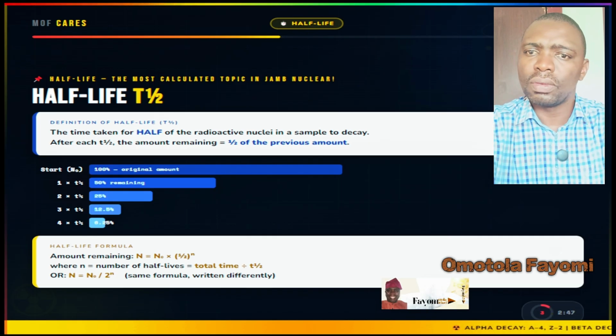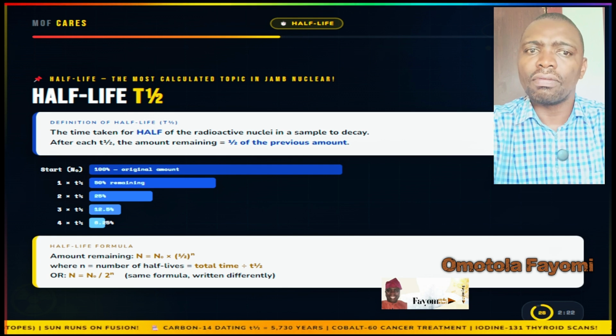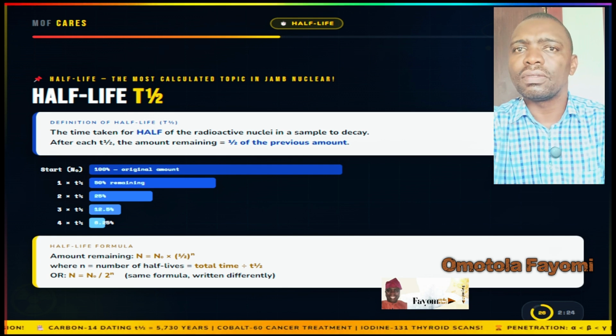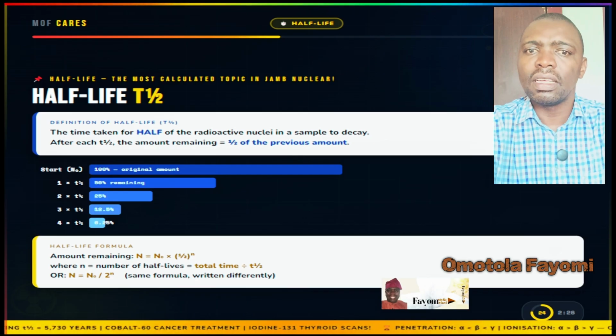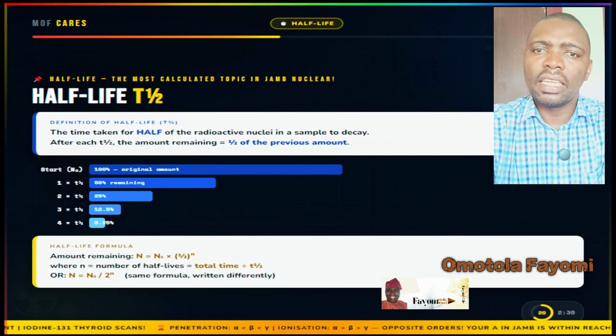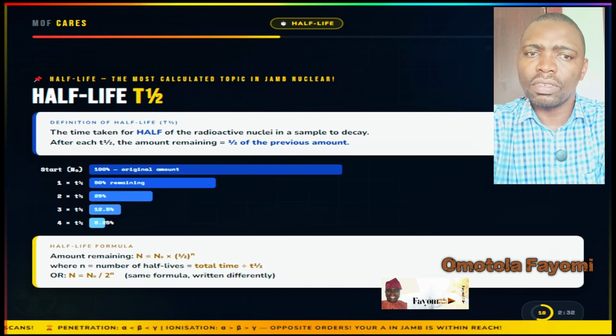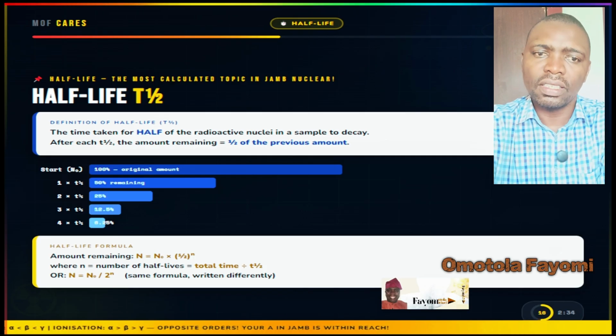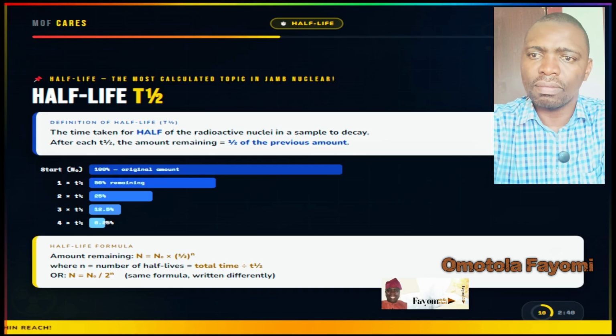The pattern is geometric. Start with N0 atoms. After 1 half-life, N0 divided by 2 atoms remain, 50%. After 2 half-lives, N0 divided by 4 remains, 25%. After 3 half-lives, N0 over 8 remains, 12.5%. Each half-life you divide by 2.